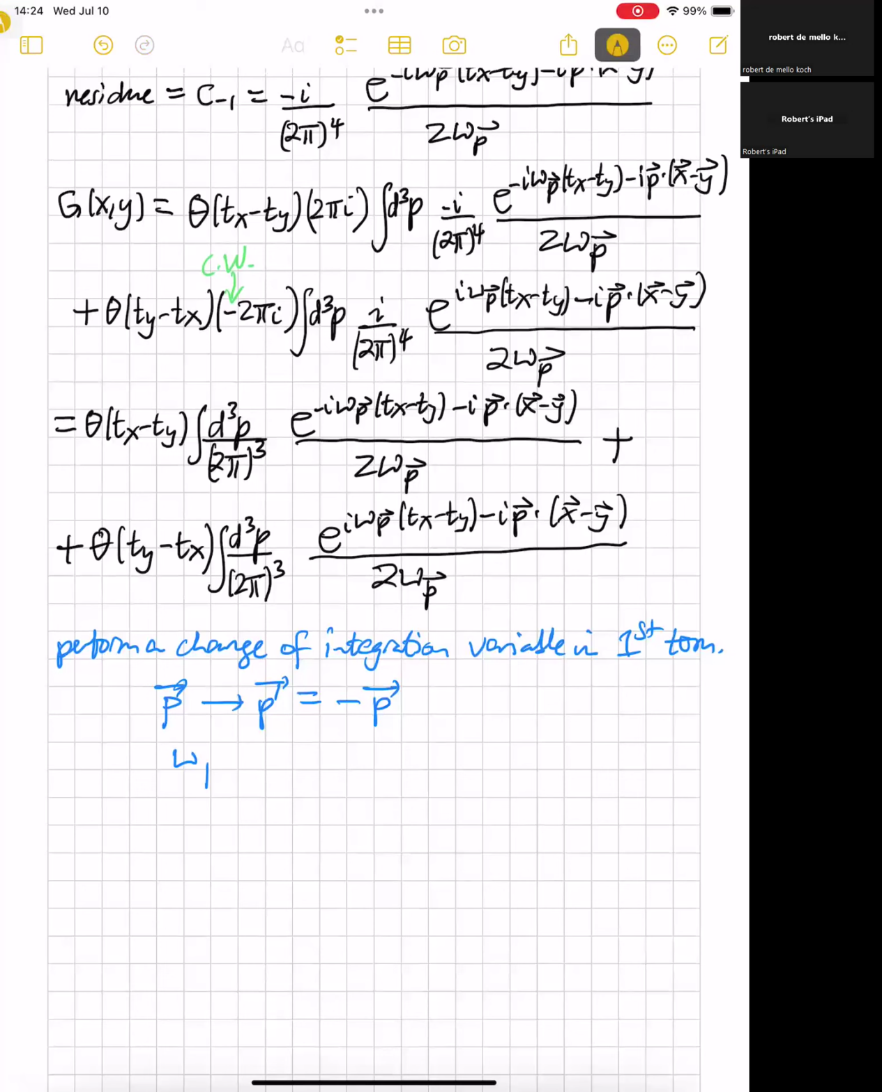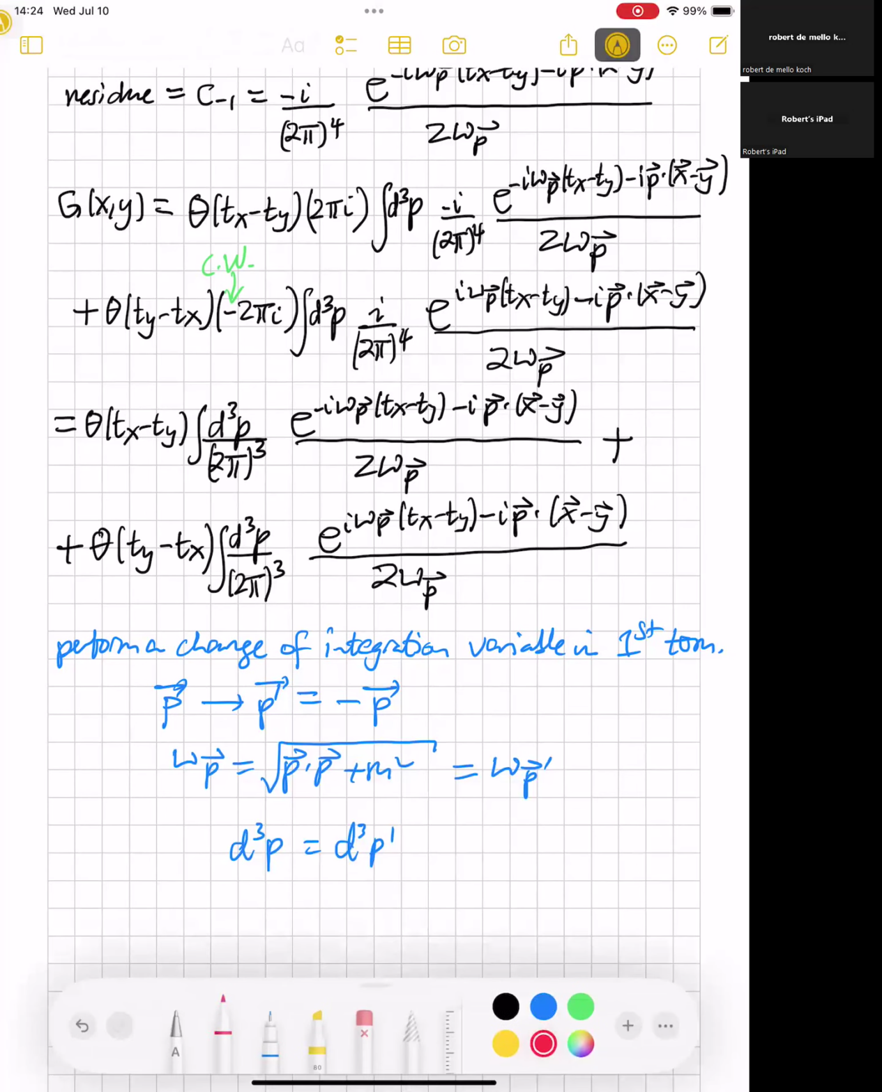So omega_p, which is the square root of p dot p plus m squared, depends on p dot p only, and p dot p will be equal to p prime dot p prime. So this is omega_p prime. So the omegas in this equation don't change. The other thing that we know, which is very easy to calculate from the Jacobian, is d³p equals d³p prime. So in actual fact, the only thing that is going to change is the sign over here. That's all that's going to change, and that's what I wanted to change.